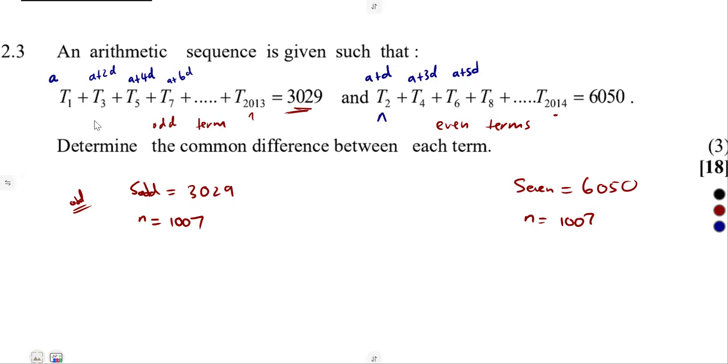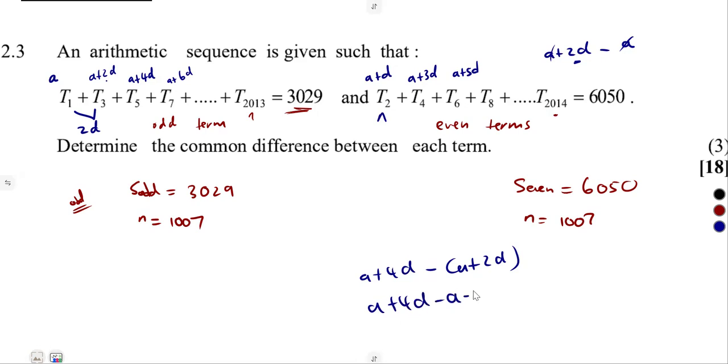So meaning to say, if we check the difference between these odd terms, it was going to be 2D minus 0, which is 2D. It is like this, A plus 2D minus A. So this one cancels. We have a difference of 2D. Use T5 and T3, you're going to get the same thing. A plus 4D, we subtract A plus 2D. So it was going to be A plus 4D minus A minus 2D, a difference of 2D again.